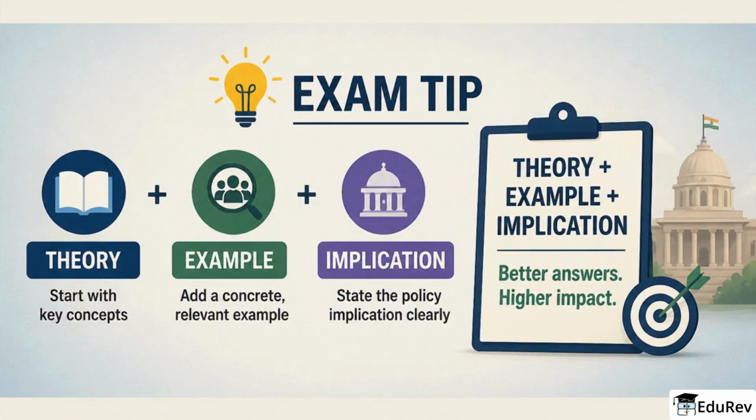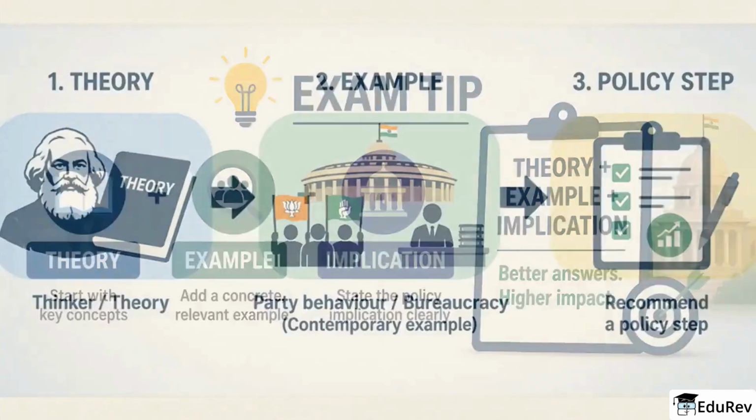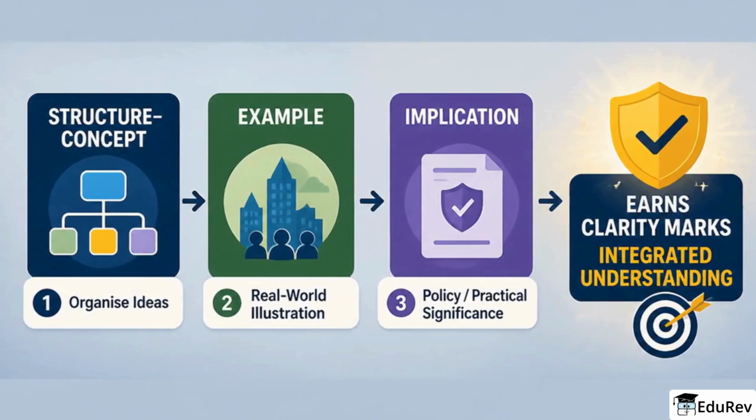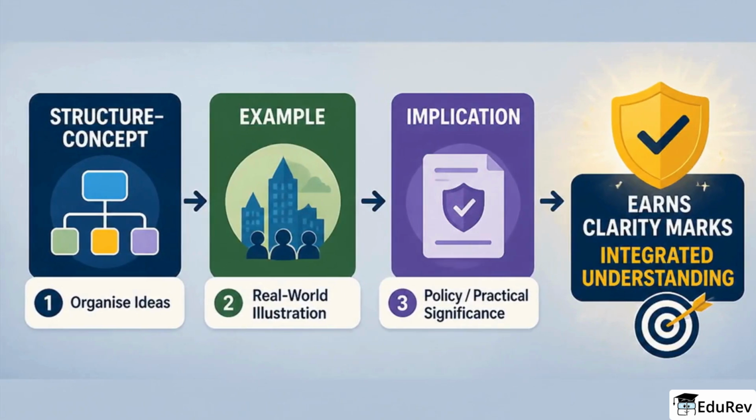Now, a key exam tip most UPSC aspirants miss. Always combine theory with a concrete example and state the policy implication clearly in your conclusion. For instance, when discussing political sociology, name a theory or thinker, give a contemporary example of party behavior or bureaucracy, and recommend a policy step. This structure, concept, example, implication earns clarity marks and shows integrated understanding that examiners value.